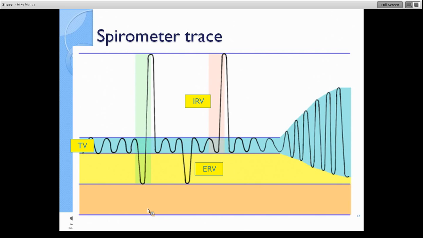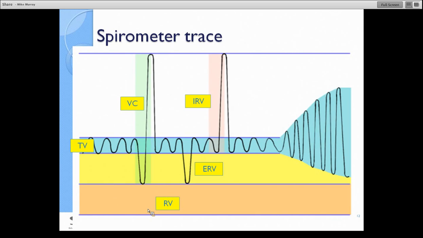And then, as the guys at St. John's said, IRV plus TV plus ERV give you the green section, which is the vital capacity, and leaves us at the bottom with the residual volume.